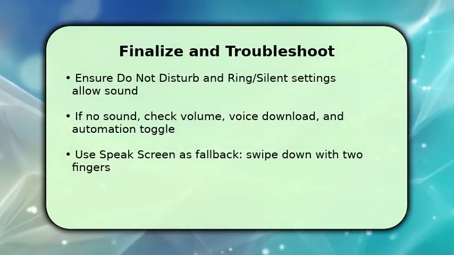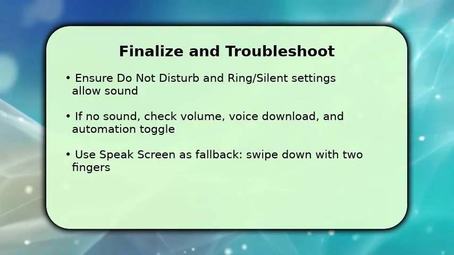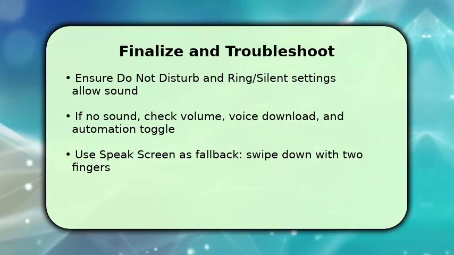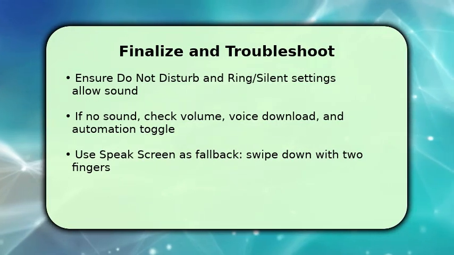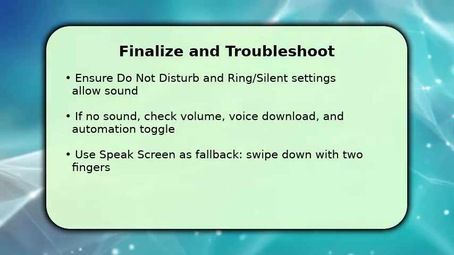Finish by verifying sound settings so the spoken message is audible. Make sure the ringer and media volume are up, Do Not Disturb isn't blocking audio, and the chosen voice is fully downloaded. If the automation didn't speak, open Shortcuts to confirm Ask before running is off and the automation is enabled, then retest.